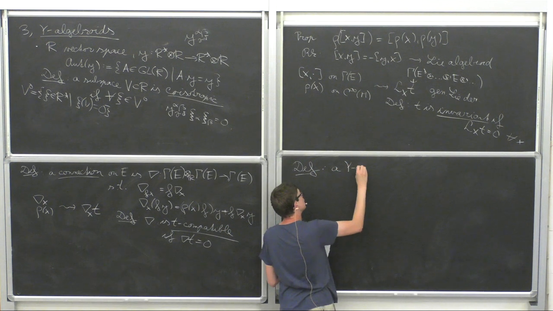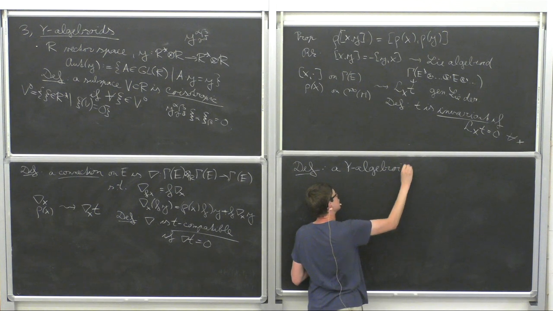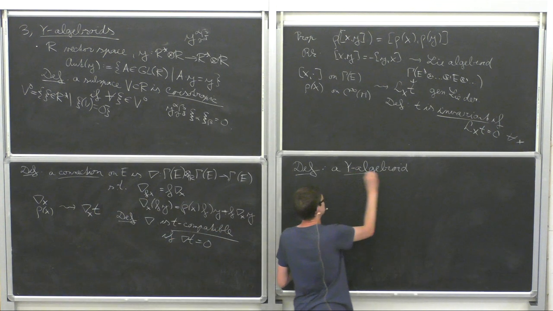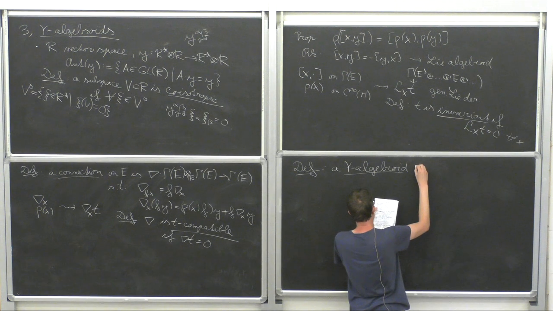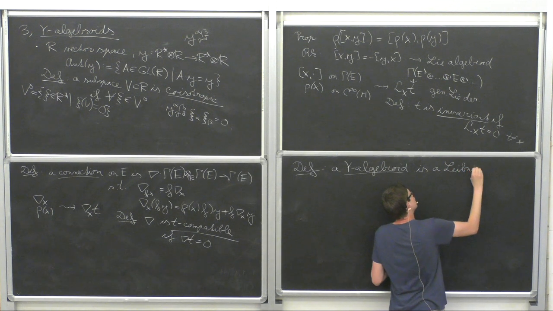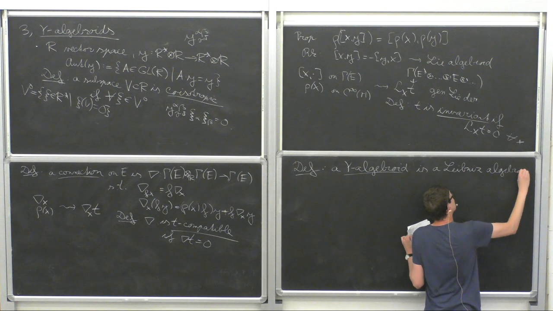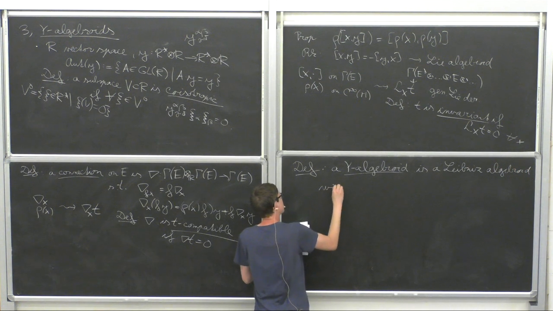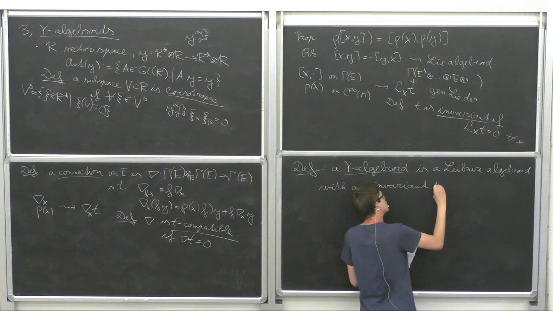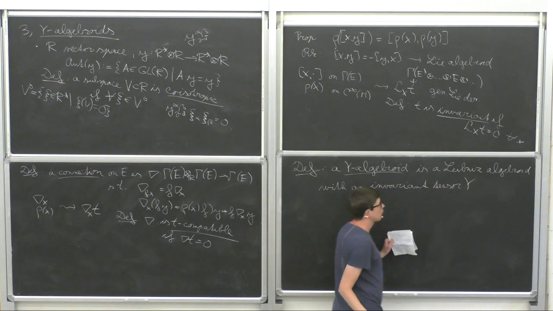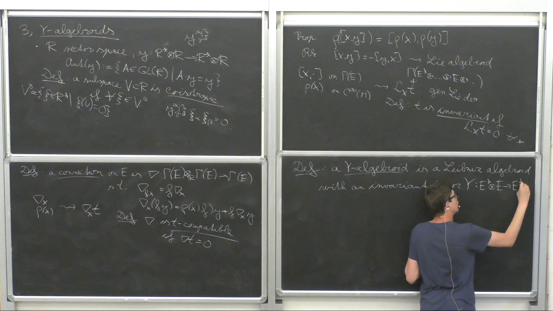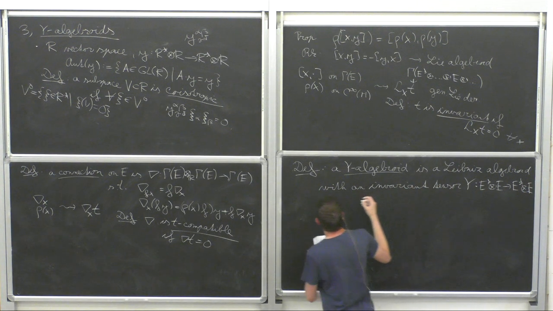So a Y algebroid. The funny thing about this Y algebroid is that it's sort of simpler than a G algebroid from before, although it's more general. But then you will see. A Y algebroid, say E or whatever, is a Leibniz algebroid with one extra structure. And that is an invariant tensor Y, I will call it capital Y, of the same type. So it's a bundle map from this to this.